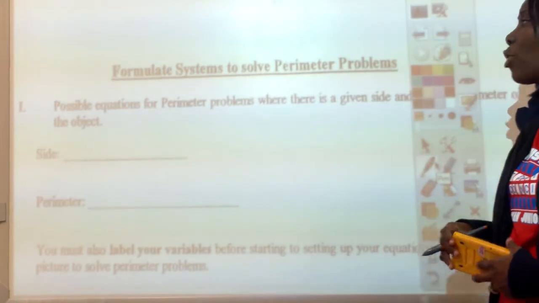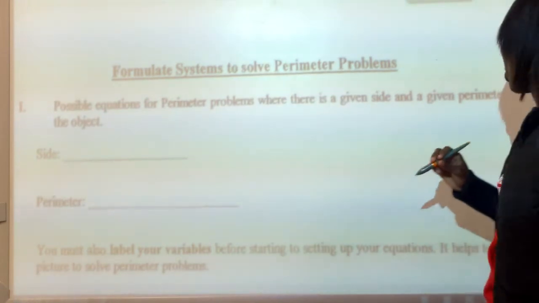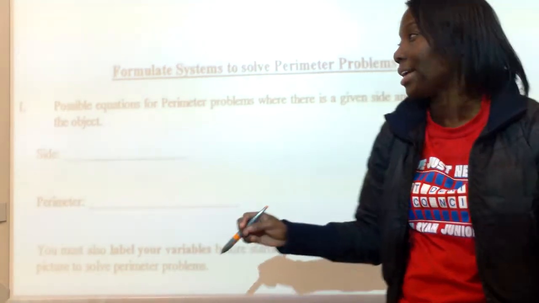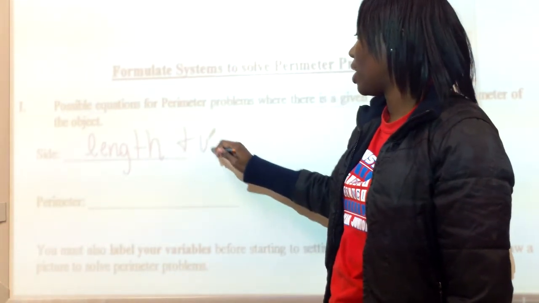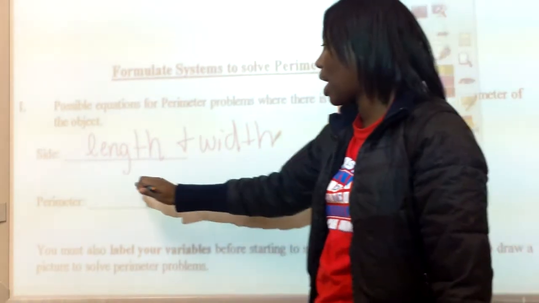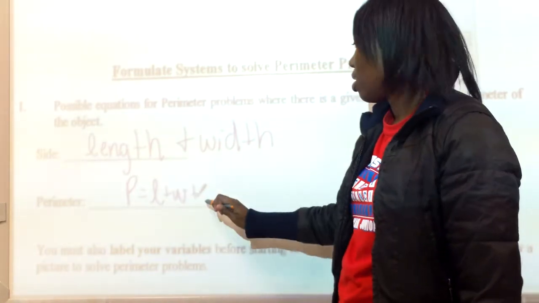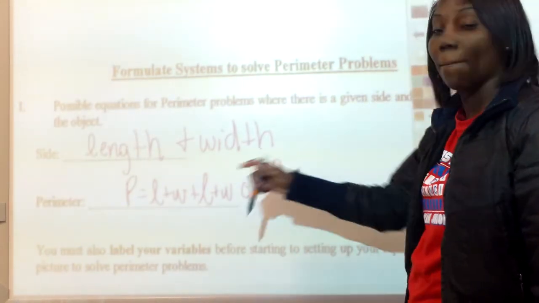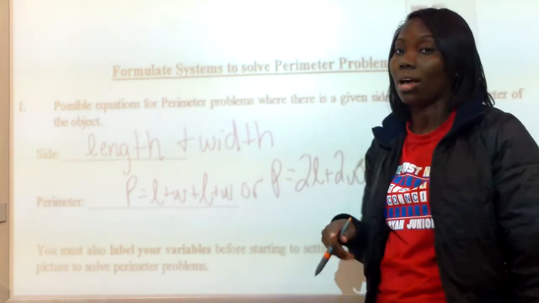It says possible equations for perimeter problems where there is a given side and a given perimeter of the object. Remember, for sides, we basically call them the length and the width. With solving perimeter, remember perimeter means we're adding up all the sides. So perimeter is basically L plus W, length plus width, plus L plus W. Or some of you prefer to use the one where you combine like terms, and 2L plus 2W equals the perimeter, where we add all sides.